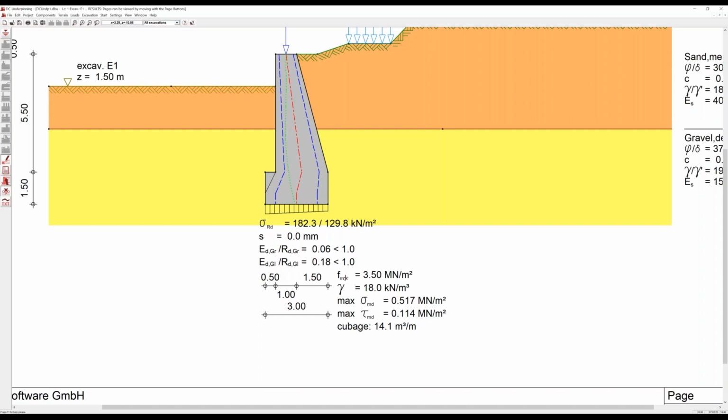We have the most important results here. We have the soil pressure. The settlement is calculated in vertical direction. The bearing capacity analysis has a very low utilization, as well the sliding analysis in the base of the wall. And we have the material parameters and the maximum stress and shear stress in this wall.